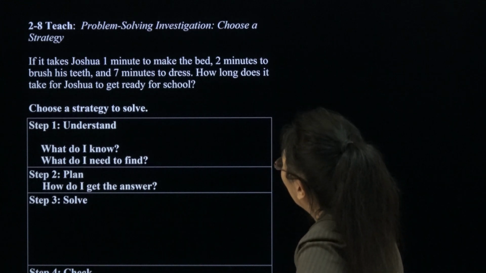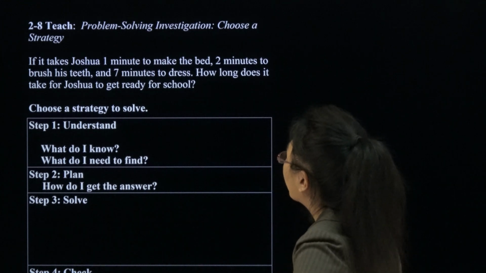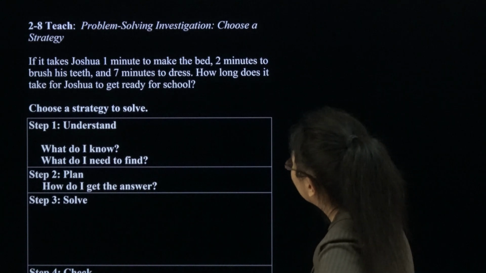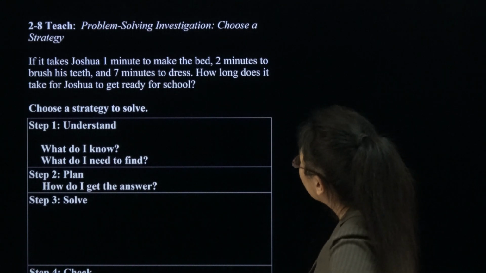If it takes Joshua 1 minute to make the bed, 2 minutes to brush his teeth, and 7 minutes to dress, how long does it take for Joshua to get ready for school?